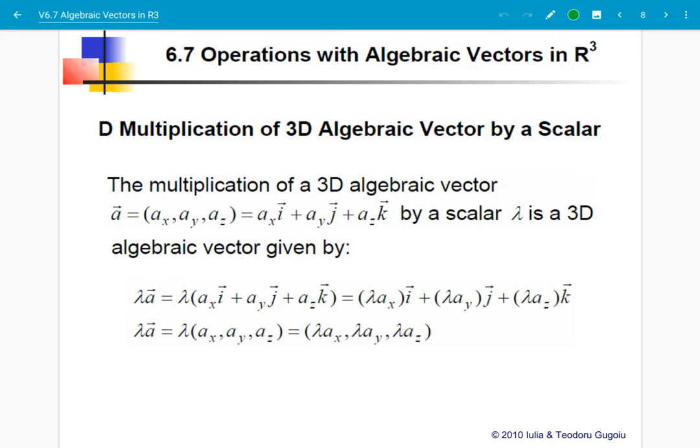6.7, part D, multiplication by a scalar. Scalar multiplication is distributive, right? So it distributes through. Whether you are doing it in standard unit vector form or component form, it distributes.